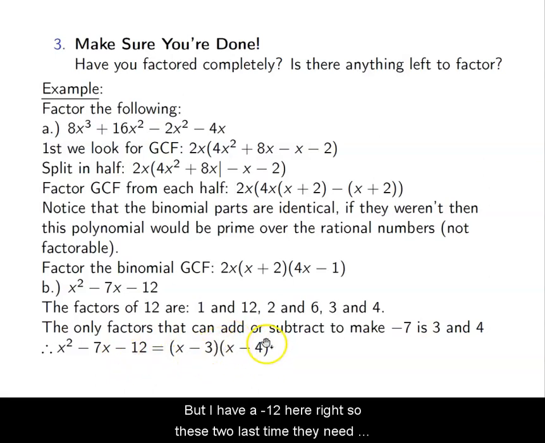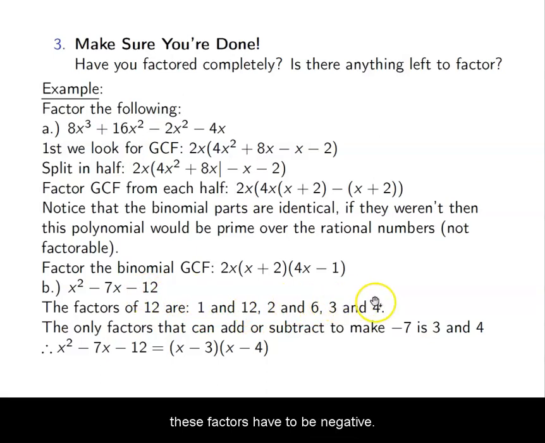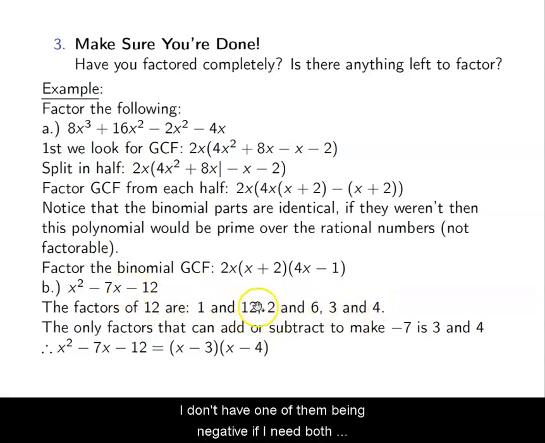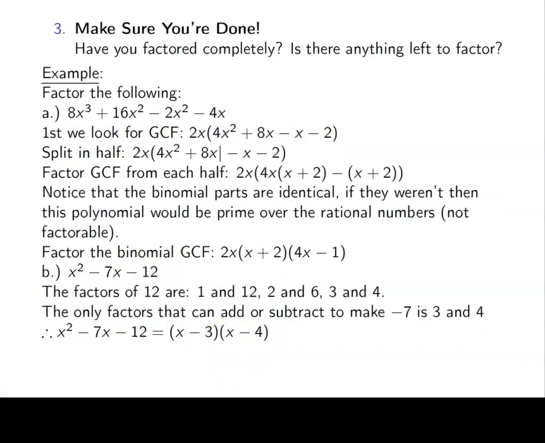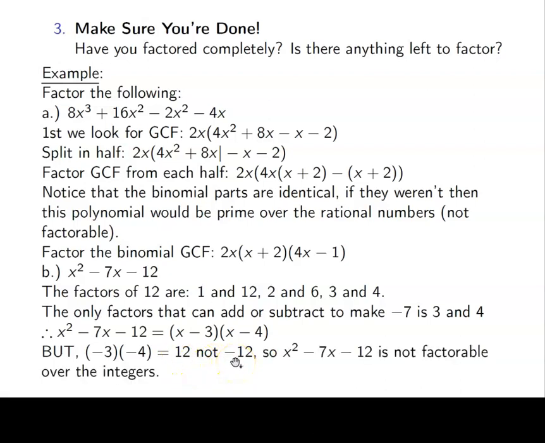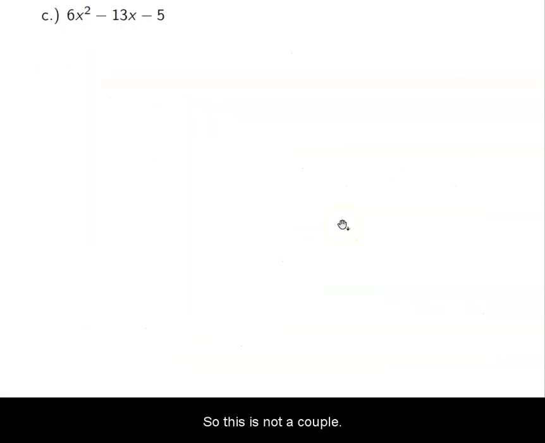These two last terms need to multiply to give me my value here. Since this is negative, one of these factors has to be negative, but that's not the case here. I don't have one of them being negative if I need both of them to be negative. So there's an issue: this is not going to give me a negative 12 when I multiply them out. Negative 3 times negative 4 is positive 12, not negative 12. So this is not factorable over the integers.